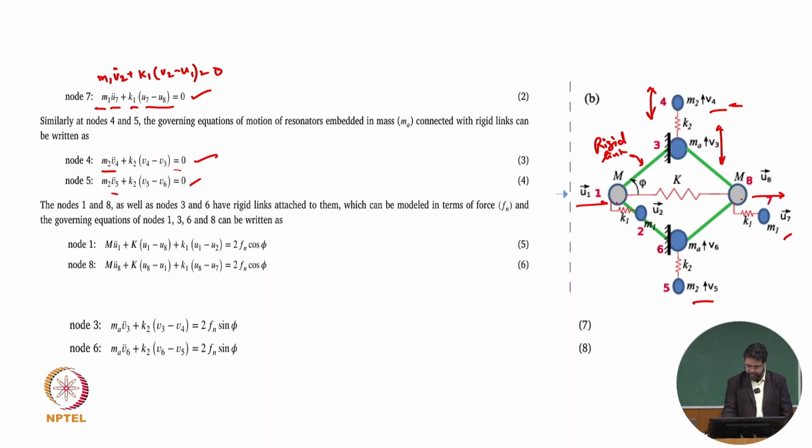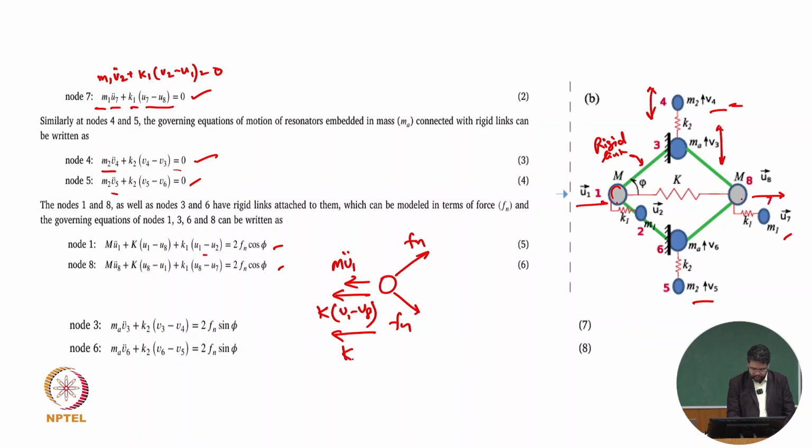Now we try to solve for node 1 and node 8. Here you can think that once we draw for node 1, we have these two forces, Fn and Fn, and that will have m into u1 double dot, and this one will also have k into u1 minus u8, and also the spring force, k1 into u1 minus u2, will come into the picture. So that's why we are able to write the equation this way.